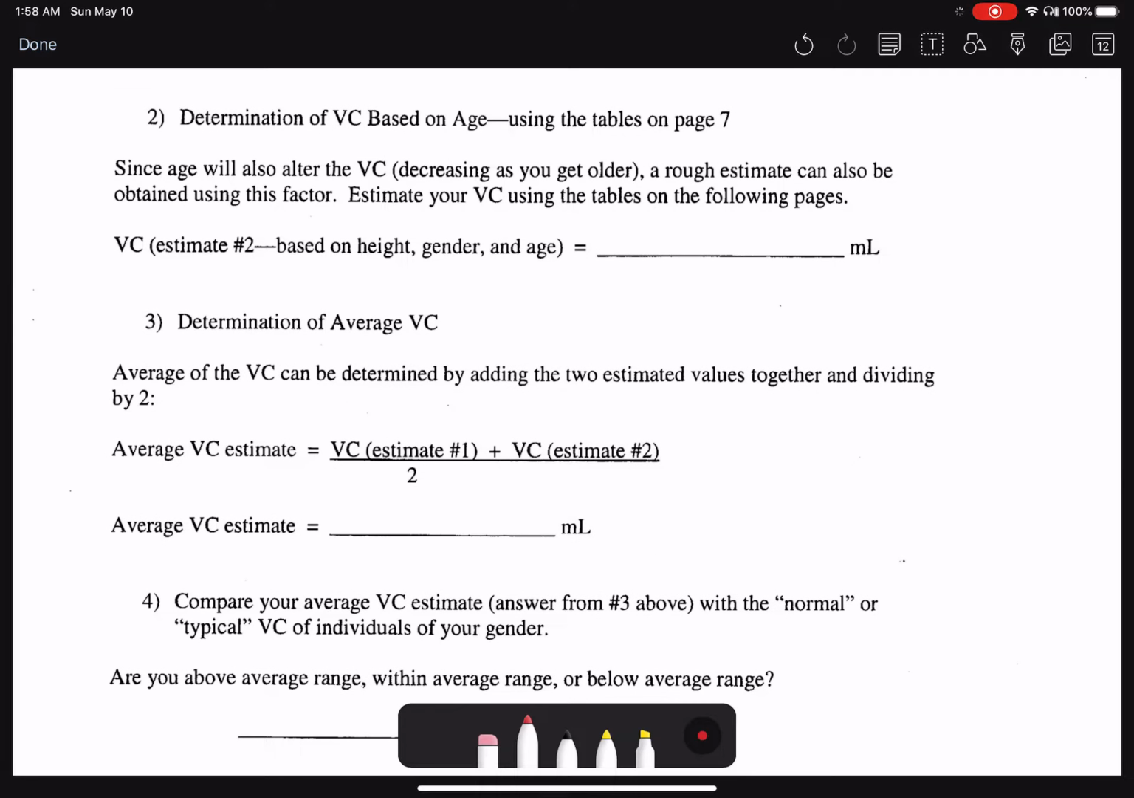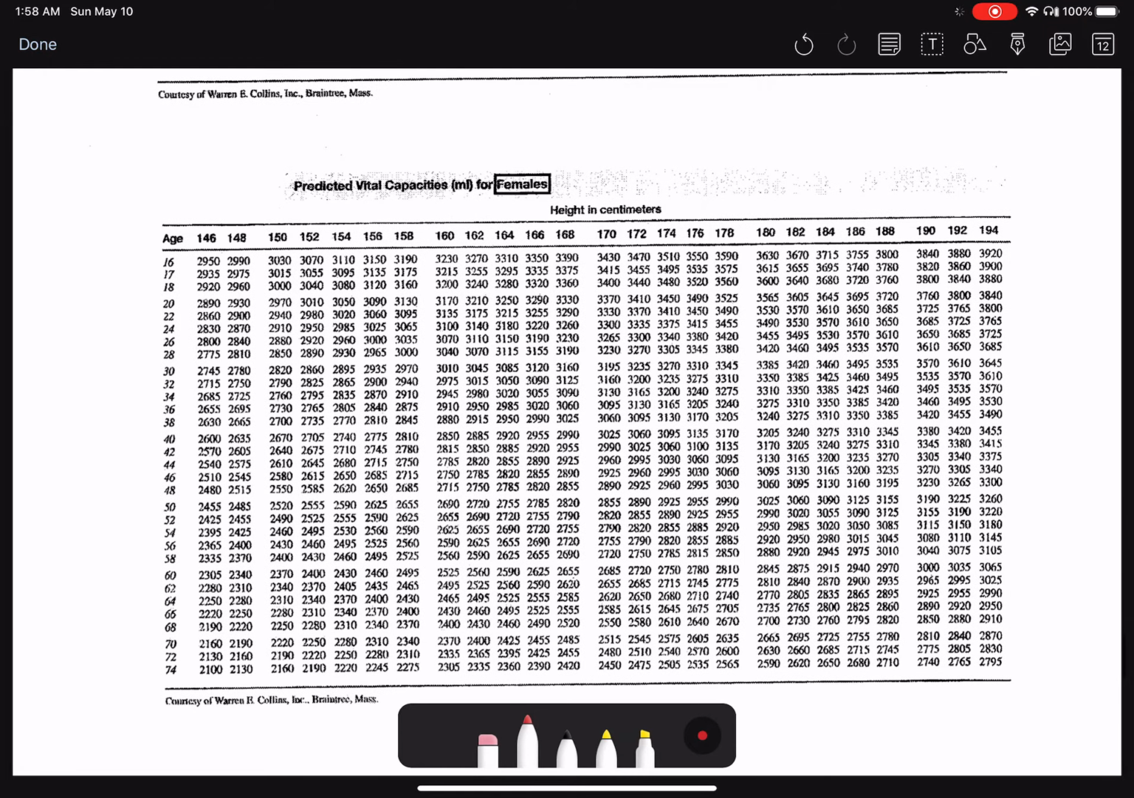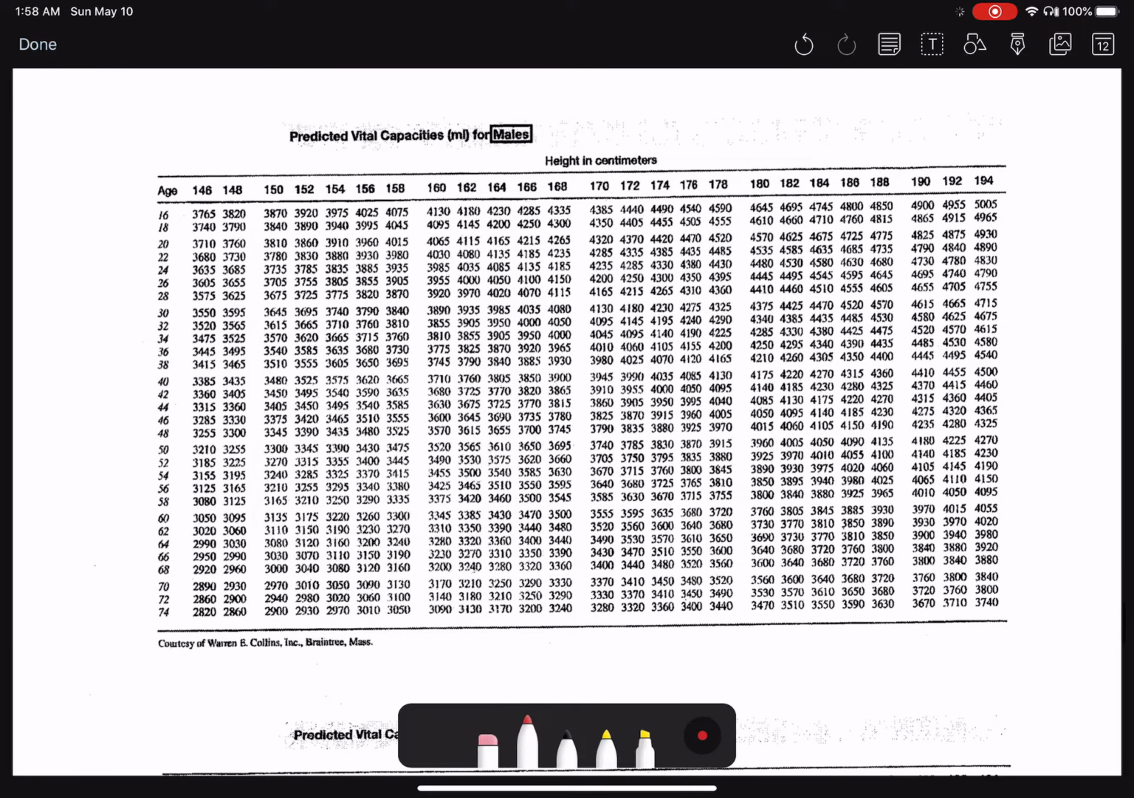All right, so the second method here is we are going to determine my vital capacity or forced vital capacity based on my age. So we're going to go to one of these charts here, and there's a chart for males and there's a chart for females. We're going to focus on the chart for males, and I'm going to select my age. By the way, it's not just age, but it's also height that we use for this particular method of estimating forced vital capacity. My age is now 38, and my height, in centimeters, is going to be 185.